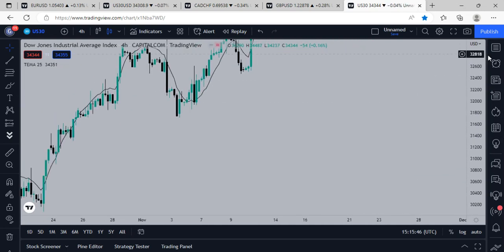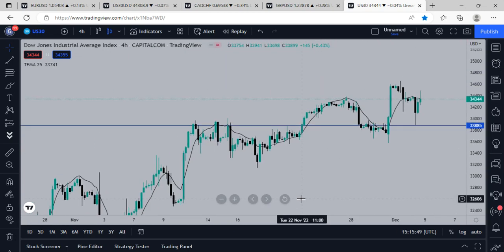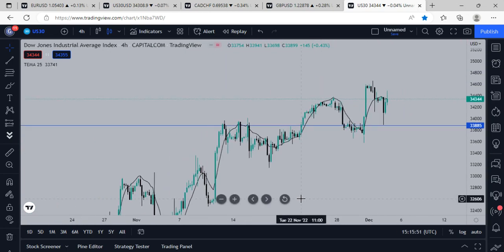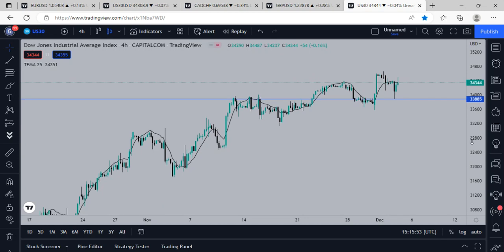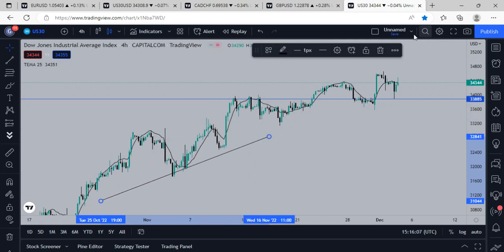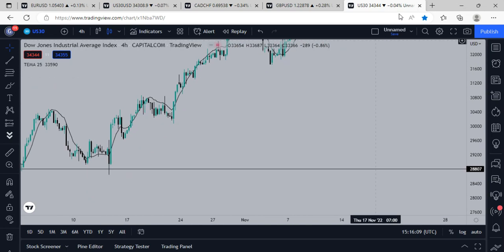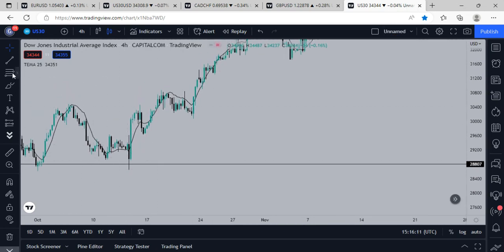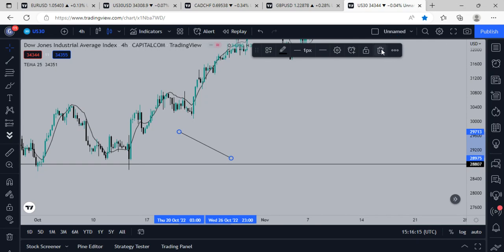Right. Okay. Now on the 4 hour, we have been on a buying trend. On the daily and the 4 hour, we've basically been on a buying trend. Higher high, lower high, higher high, lower high, higher high, lower high. And that's how the trend has been going since this monthly support over here. Since this monthly support, we've been in a buying trend.